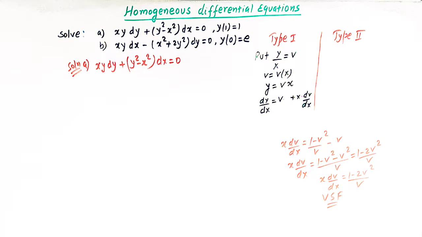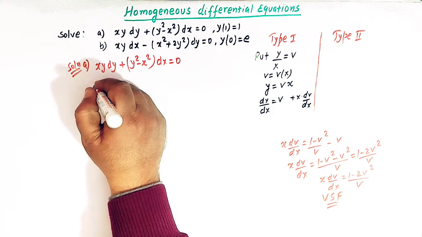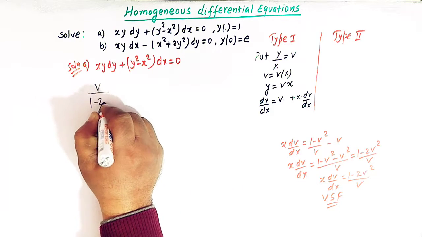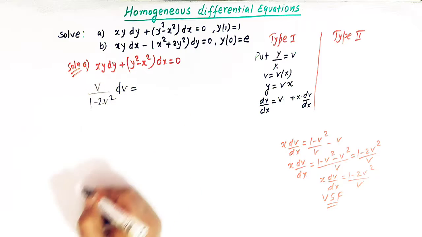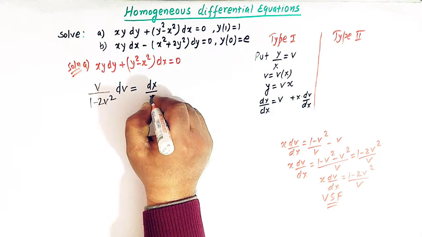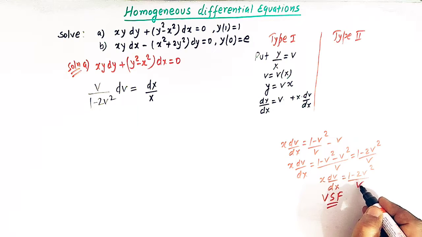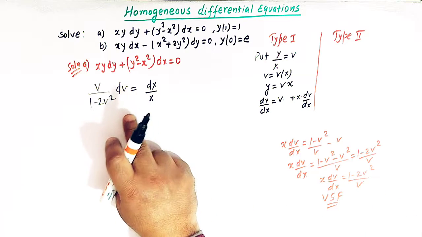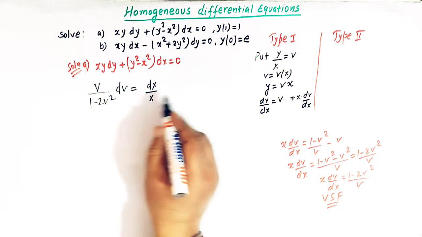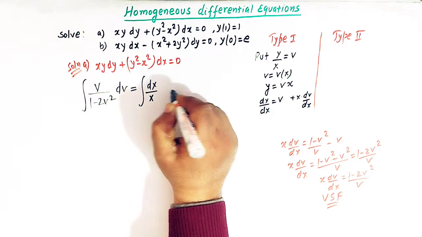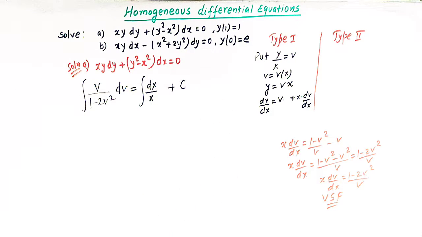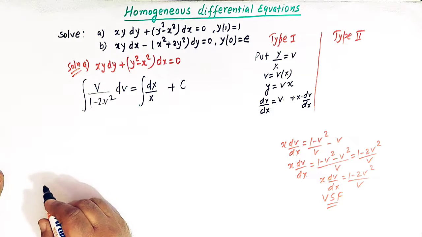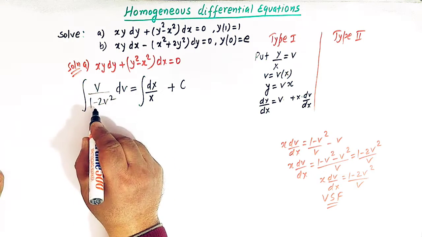So now separating the variables here, we can write v over 1 minus 2v square dv is equal to dx over x, right? So what we have done here, we have taken all the v's to the left hand side and all the x to the right hand side. So now let us integrate both sides. So here we have a constant of integration c. So now here we have a simple integration and we can solve it by method of substitution.